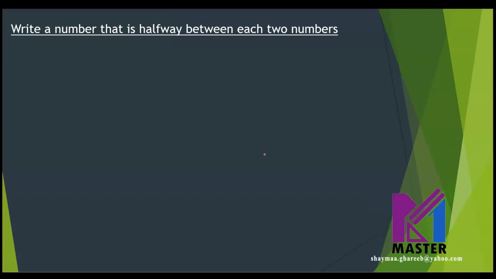Okay? Now, this question, write a number that is halfway. So, halfway, as we said, means exactly in the middle. So, I have 17.47 and 17.48. So, I will add zeros to both numbers. Then I will find the number exactly in the middle between 470 and 480, which is 475. So it will be 17.475.